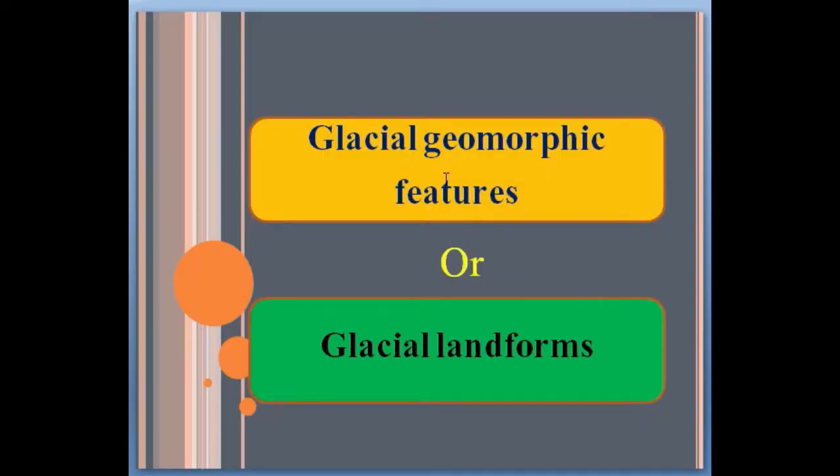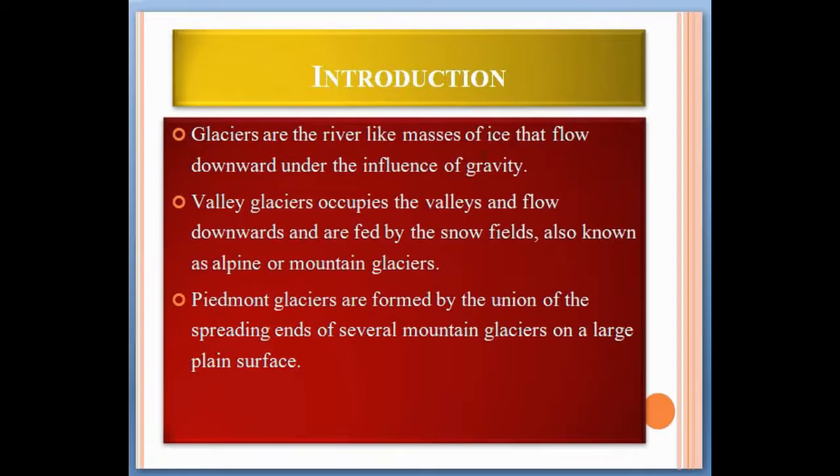Hello, so today we talk about glacial geomorphic features or glacial landforms. Glaciers are river-like masses of ice that flow downward under the influence of gravity. Valley glaciers occupy the valleys and flow downwards and are fed by snowfields, also known as alpine or mountain glaciers. Piedmont glaciers are formed by the union of spreading ends of several mountain glaciers on a large plain surface.